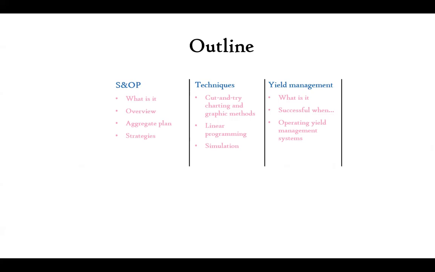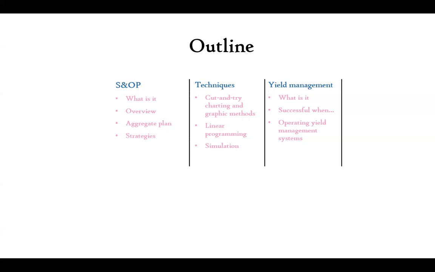The second is linear programming, which we just learned in Chapter 15. In Chapter 15, we used linear programming to find optimal solutions for transportation. And now we use linear programming as well to find an optimal plan for sales and operations.